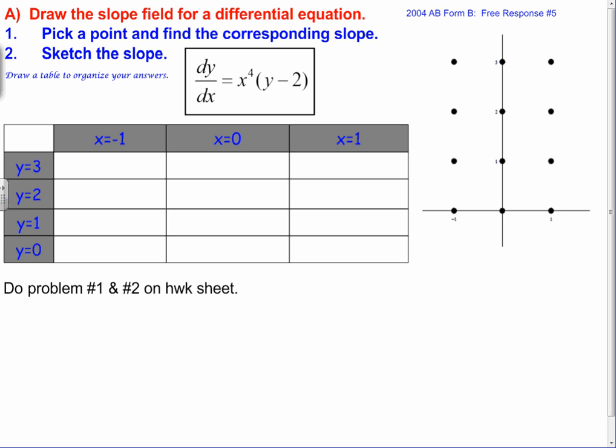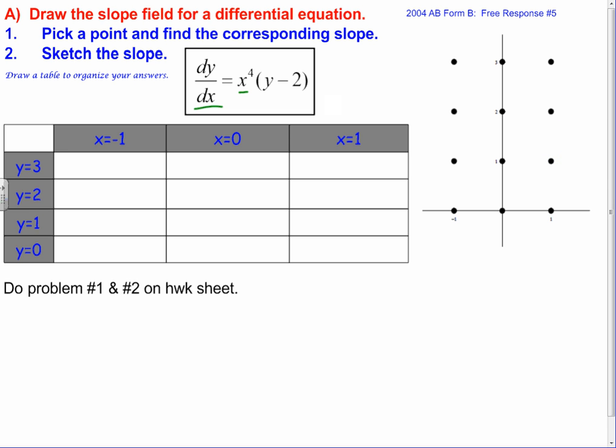First type of question that they like to ask is to have you actually draw in a slope field for some differential equation. So here's our differential equation: dy/dx equals x to the fourth times the quantity y minus 2. To the right here, I'm looking at a snapshot of a coordinate plane where this location would be (1, 1), and this location would be (1, 2). So just a bunch of ordered pairs along here that we are looking at.